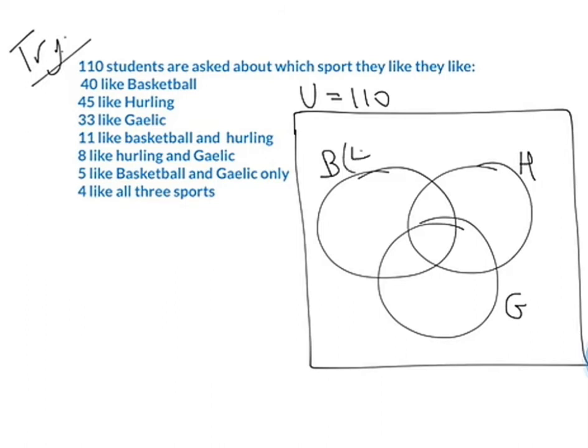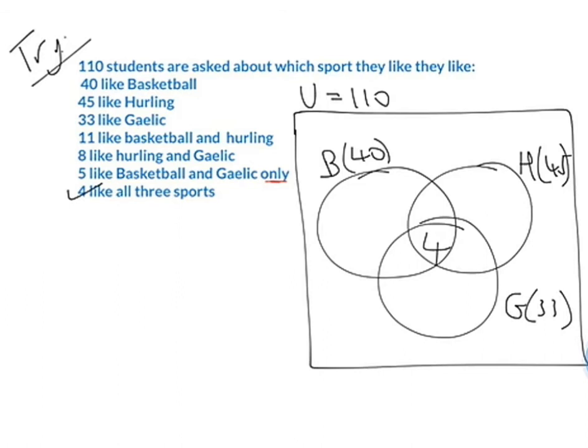40 like basketball, so we're going to write 40 over here. 45 like hurling, and 33 students like Gaelic. So this is how you're going to do it. 11 like basketball and hurling, 8 like hurling and Gaelic, 5 like basketball and Gaelic only. Again, only is there. 4 like all three sports. So we're gonna start from this statement. 4 like all three sports. In the middle, 4 comes.